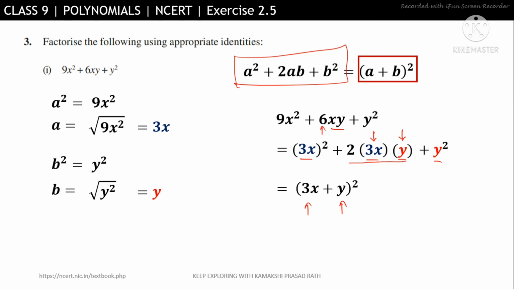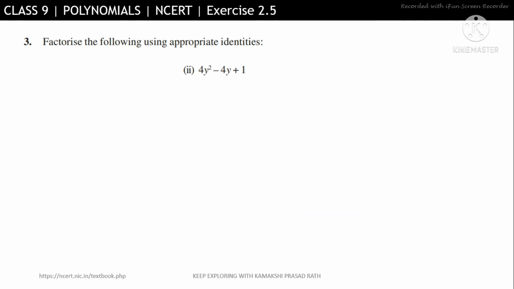So just the thing you have to say is whether we are able to convert the first and the last term to their perfect square form or not. So we have to convert them into square forms and then easily use this identity. Moving on to the next one, same thing. See here, 4y squared and 1. So these ones should be converted into square forms. So we'll get like this.